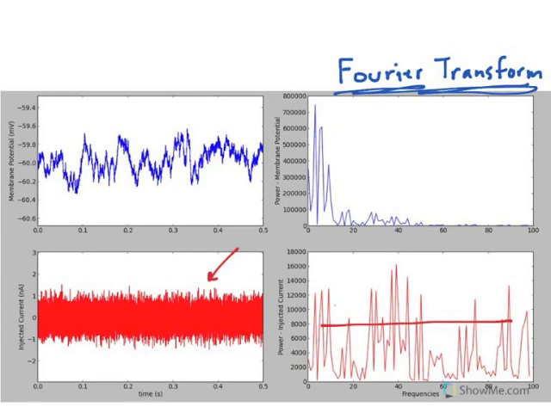So this is a little bit of an advanced concept for those of you who don't have the math background, but this is just showing what I've already told you in words.